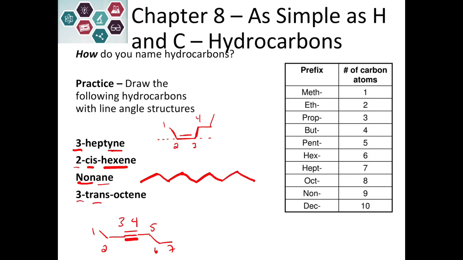3-trans-octene. Trans is easy because it's just like the alkane zigzagged, so I'm going to draw my 8. So 1, 2, 3, 4, 5, 6, 7, 8. Here's carbon 3, so that's where my double bond is. And if you notice, it is trans with carbons on the opposite sides.